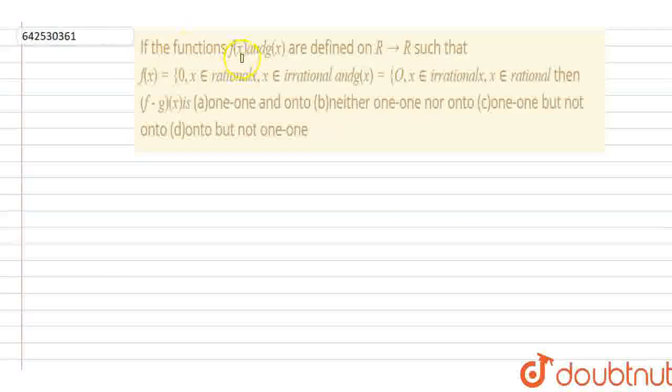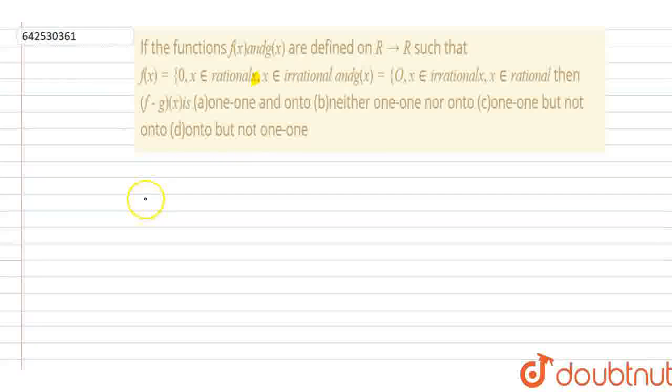Hello students, the question says that the functions f of x and g of x are defined on R to R such that f of x is equal to 0 when x belongs to the rationals and x when x belongs to the irrationals, and g of x is equal to 0 when x belongs to the irrationals and x when x belongs to the rationals. Then we have to find out f minus g, and whether the function is one-one, onto, one-one but not onto, and so on. Okay, so let's start.